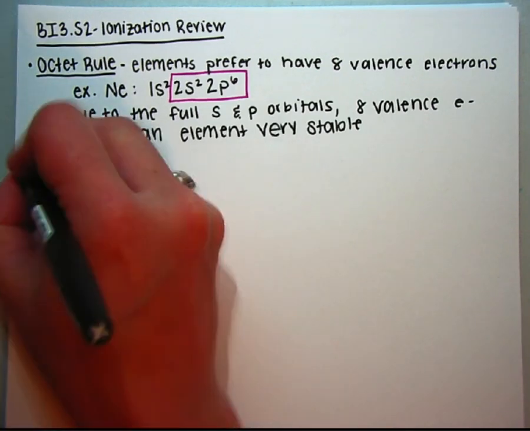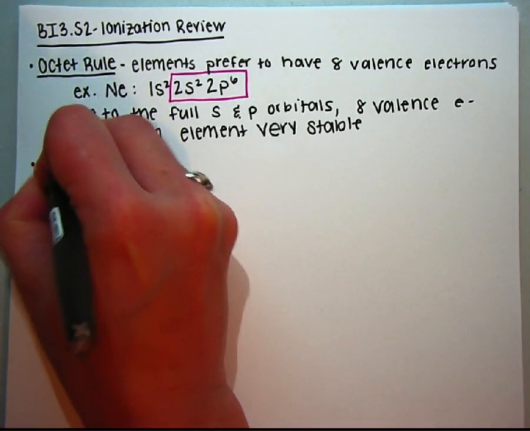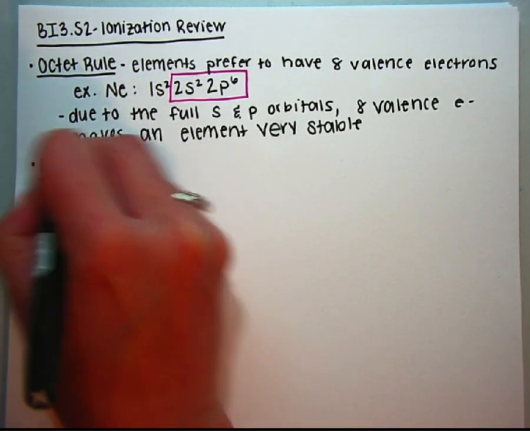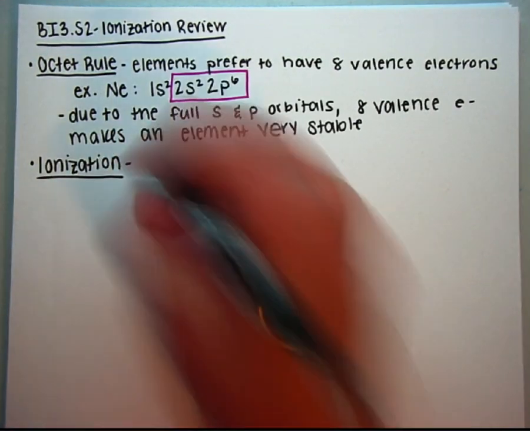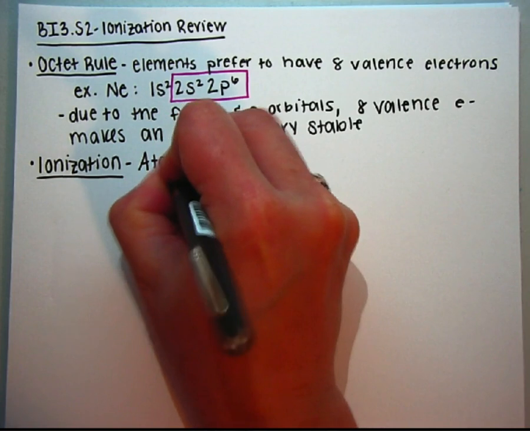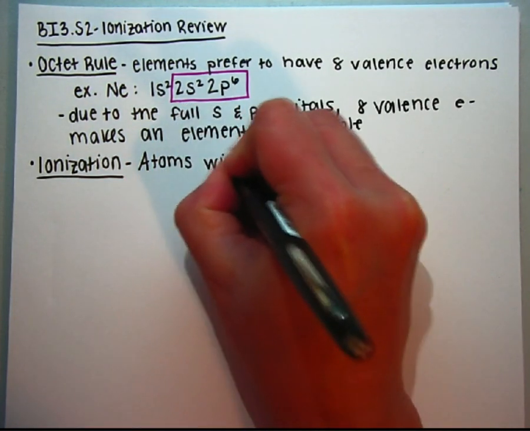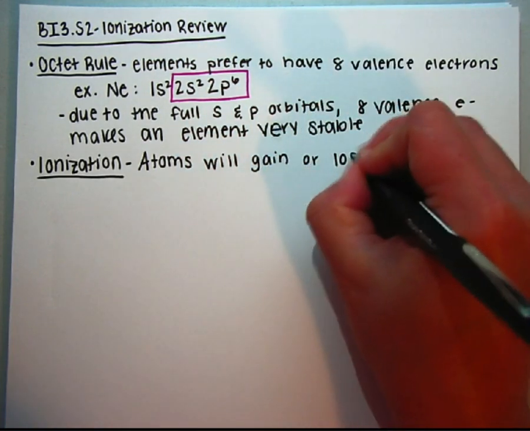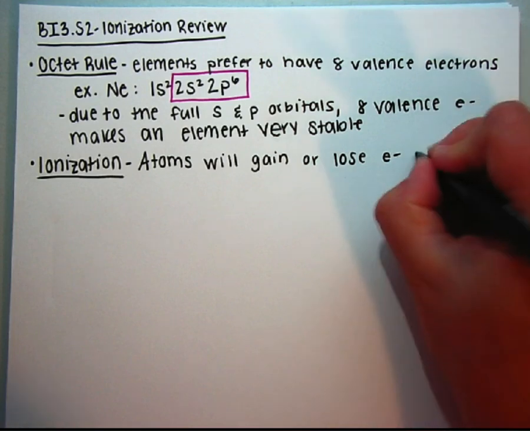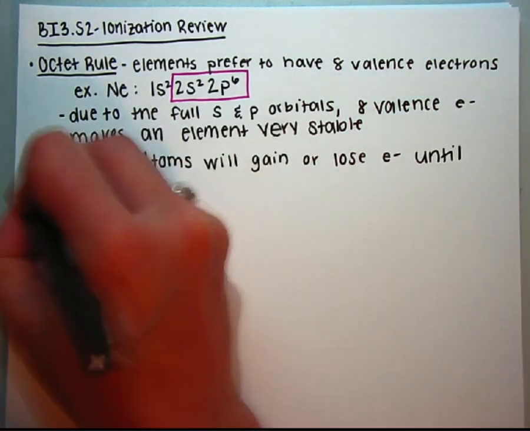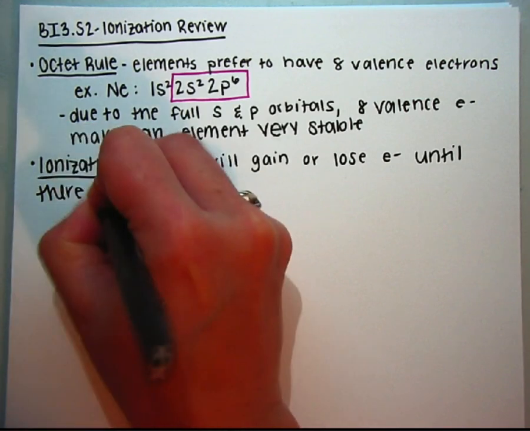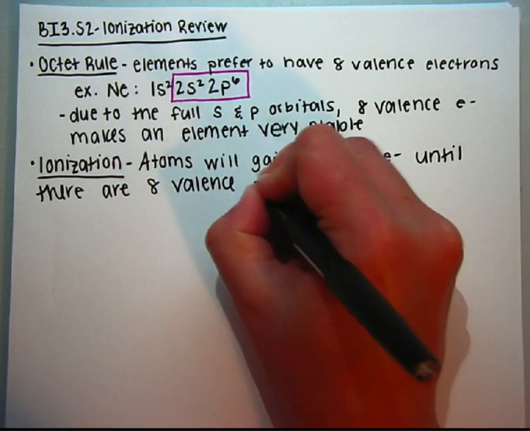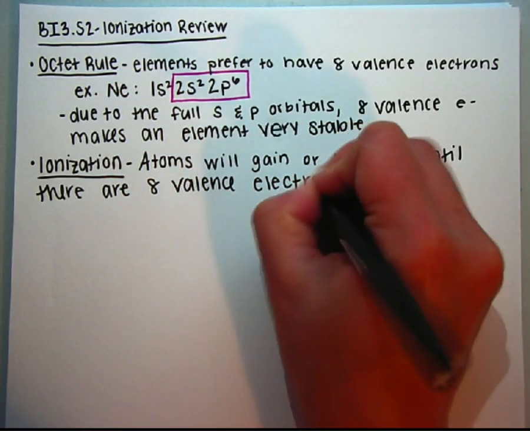So atoms will go through the process that we call ionization, which is just a fancy word of saying that atoms will become ions. Ionization is when atoms will gain or lose electrons until there are 8 valence electrons.